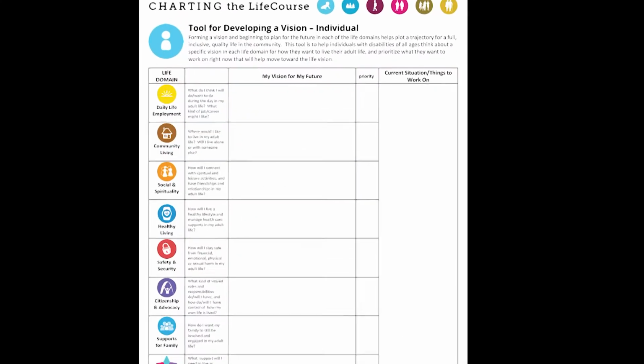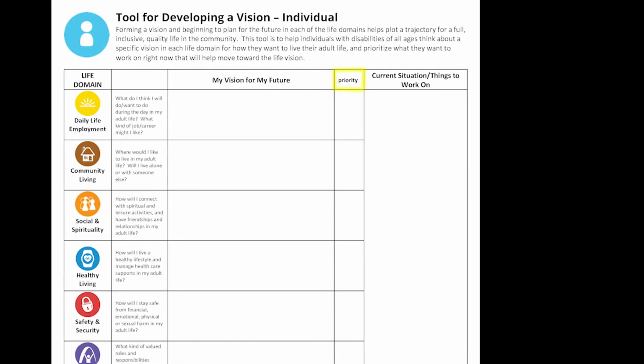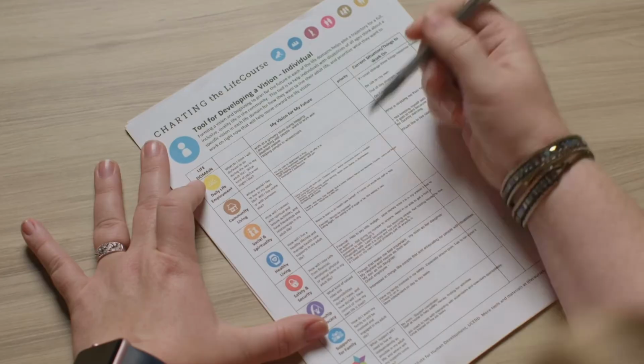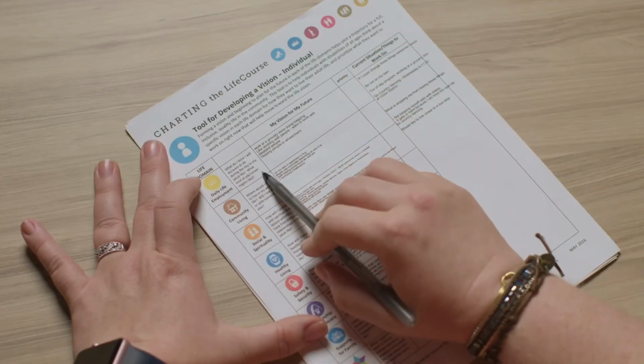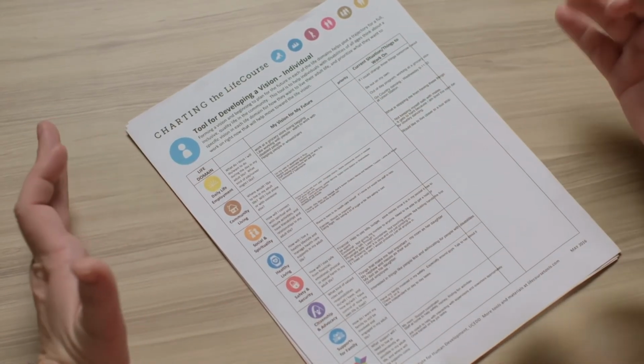The fourth step is to rank each life domain by priority. Prioritizing each life domain allows you to strategize about how to create a vision for each of the domains. You can label more than one domain as a top priority. For instance, healthy living and employment can be equally important priorities for an individual. Let's hear from a support coordinator on how she uses the tool for developing a vision.